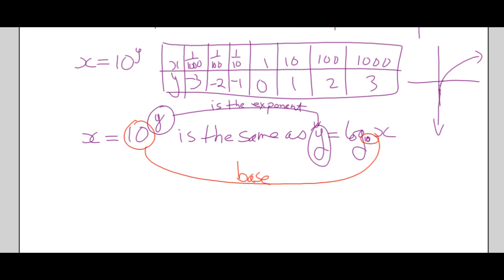That's the value, right? So what happens when you go 10 to the power of? You get a value. So the x is the value. Okay, it's what you're going to end up with when you raise the base to the exponent. Okay, so we need to be able to translate back and forth between an exponential form and a logarithmic form. Okay, so that's what we're going to practice today.